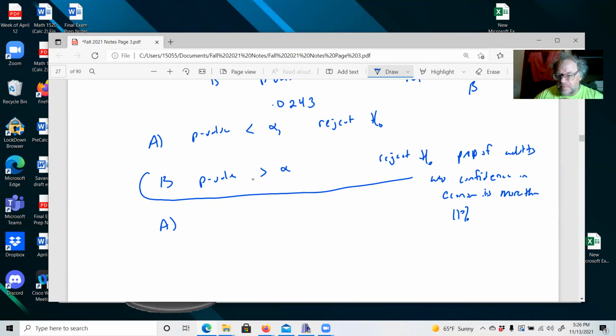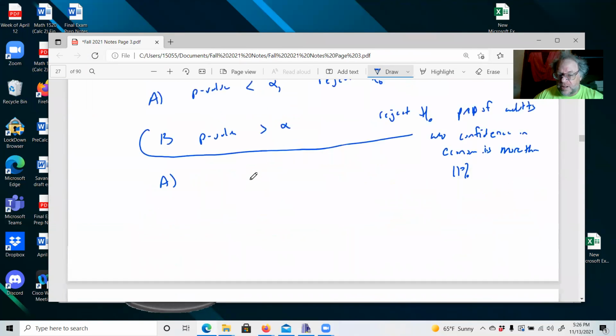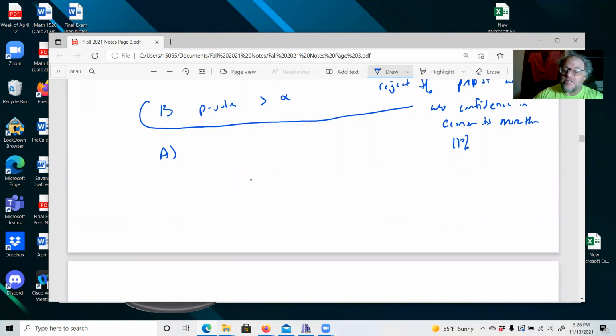In the other way, right? P-value is greater than alpha. So we do not reject the H0. What's H0? H0's proportion is only 11%. We have no evidence to say it's greater than.